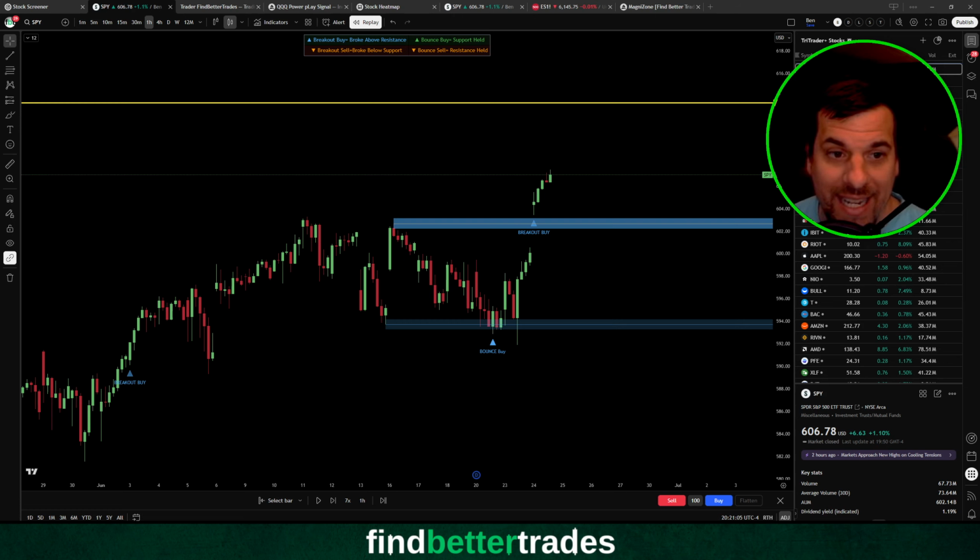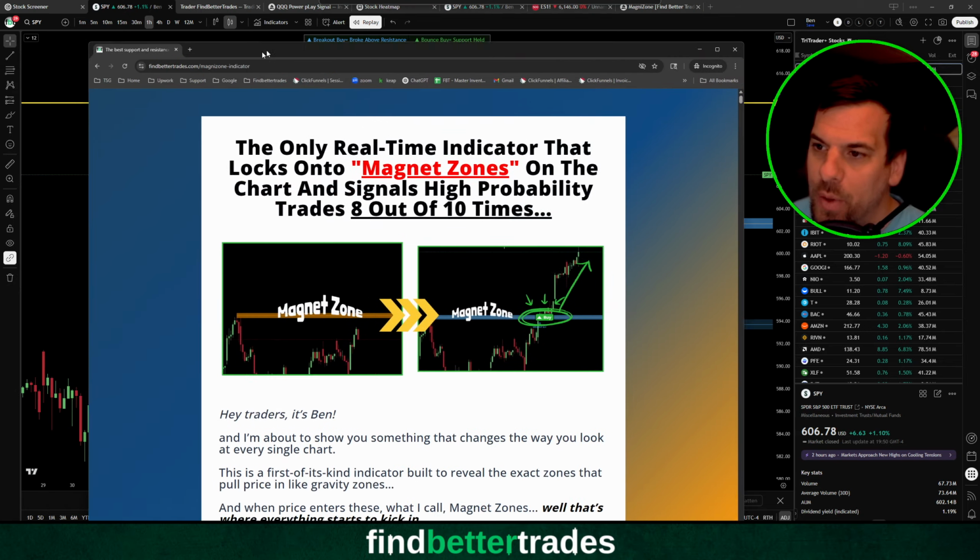So if you're interested in this, I'm going to show you exactly how it works. I'm going to show you some really nice trades, honestly, and a couple that are actually looking really good right now.